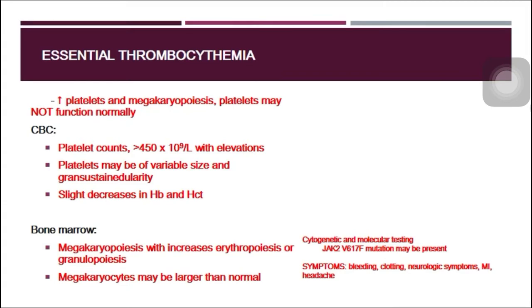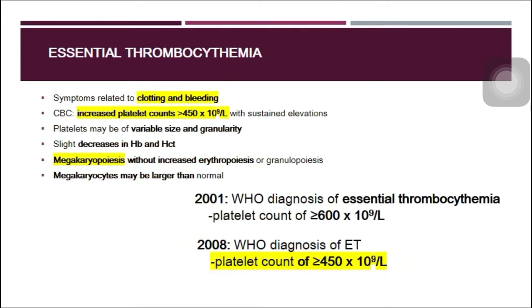So in the bone marrow, it features megakaryopoiesis with increases in erythropoiesis or granulopoiesis. Megakaryocytes may be larger than normal. This is also associated with JAK2 V617F mutation. And symptoms for essential thrombocythemia include bleeding, clotting, and neurologic symptoms. Remember, these are symptoms related to clotting and bleeding.